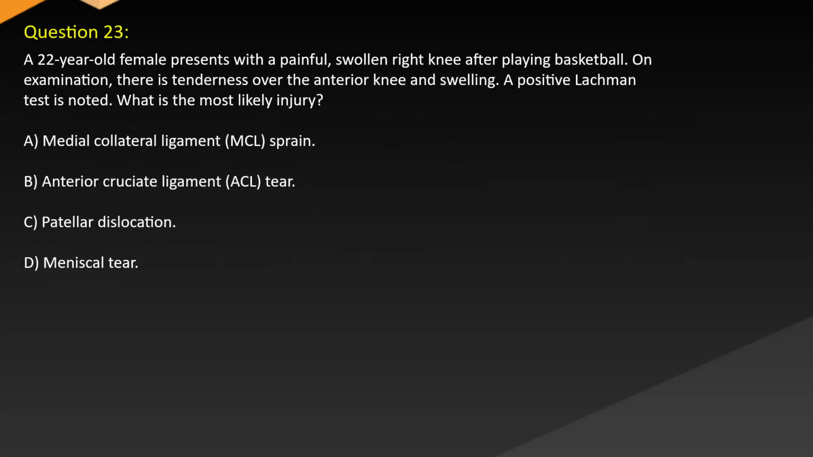and tremors. Question 23. A 22-year-old female presents with a painful, swollen right knee after playing basketball. On examination, there is tenderness over the anterior knee and swelling. A positive Lachman test is noted. What is the most likely injury? A. Medial collateral ligament, MCL, sprain. B. Anterior cruciate ligament, ACL tear. C. Patellar dislocation. D. Meniscal tear.